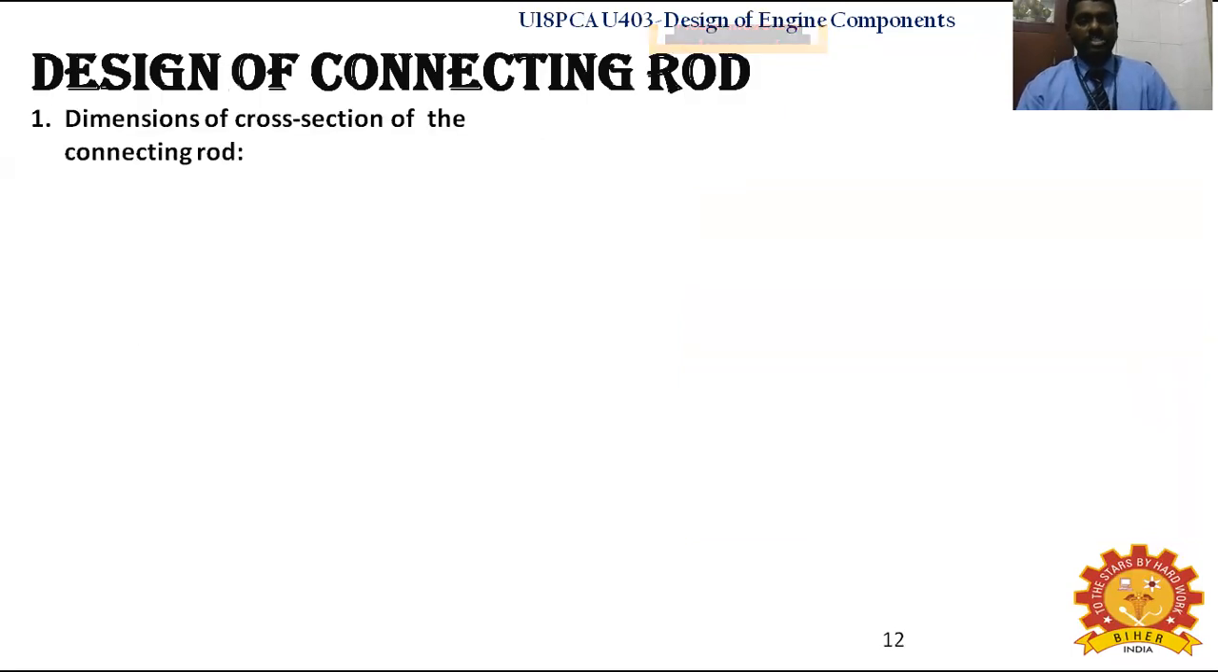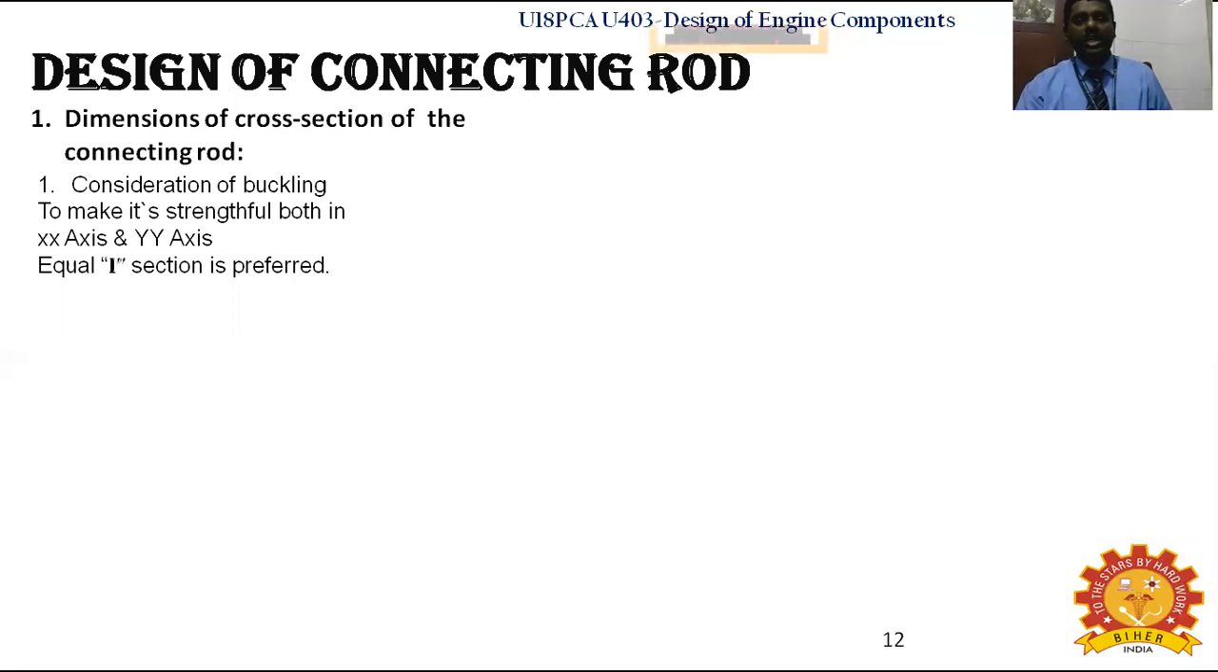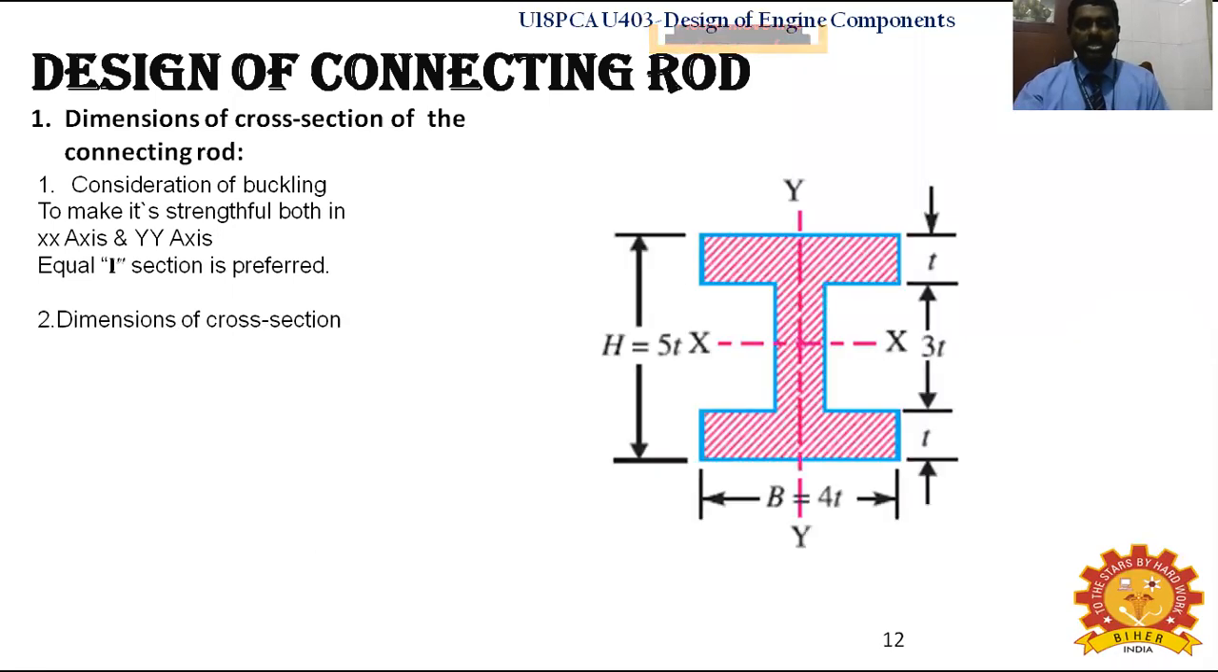So now the first step is what? The dimension of the cross section of the connecting rod. If you look at the dimension of the cross section, as we had already seen, there is a rectangular section and a circular section also, but the I section is mostly preferred because of the consideration of buckling. If you consider buckling, then to make it strong both in the x axis and y axis, an equal type of I section is preferred. This is the dimension of the cross section adopted for the connecting rod I section.